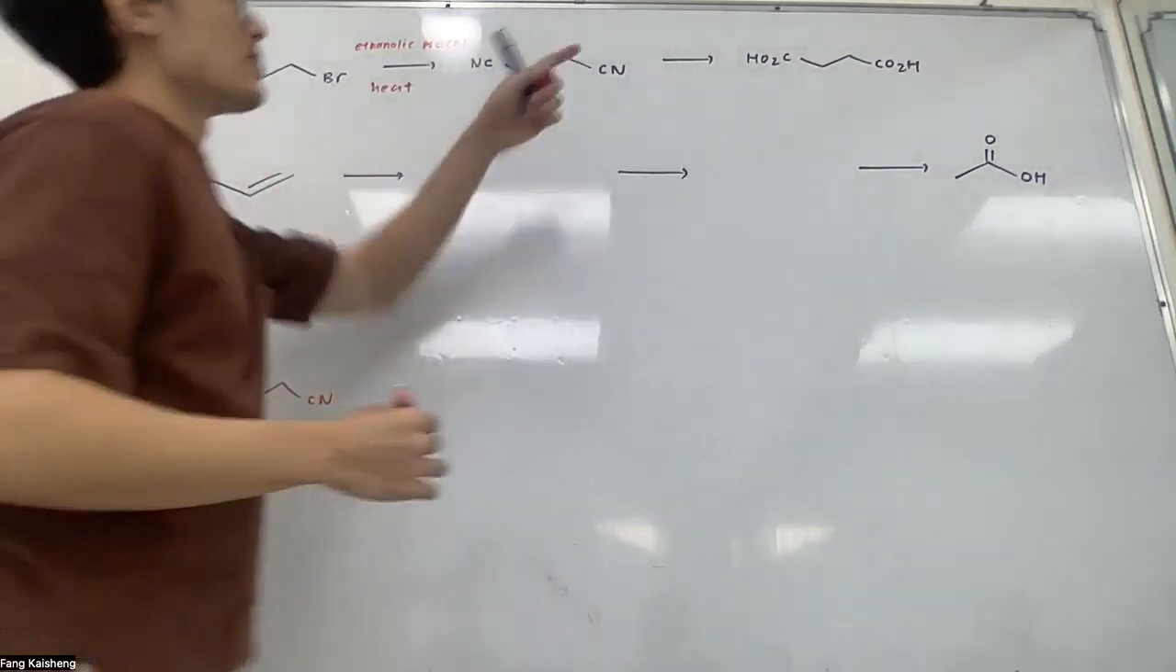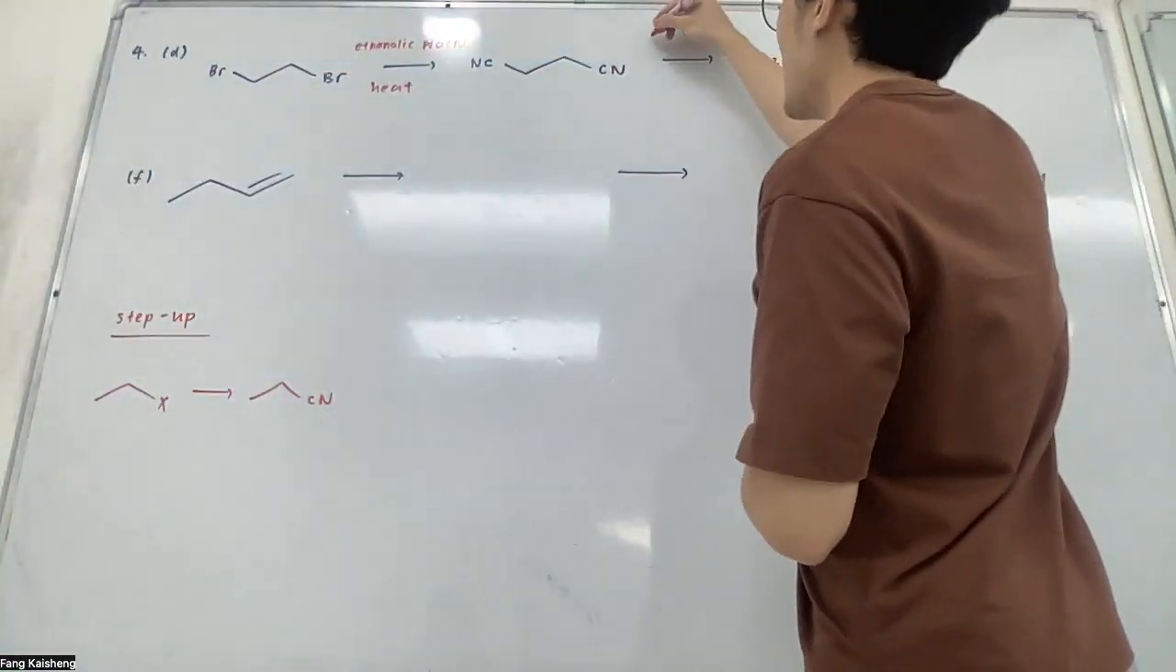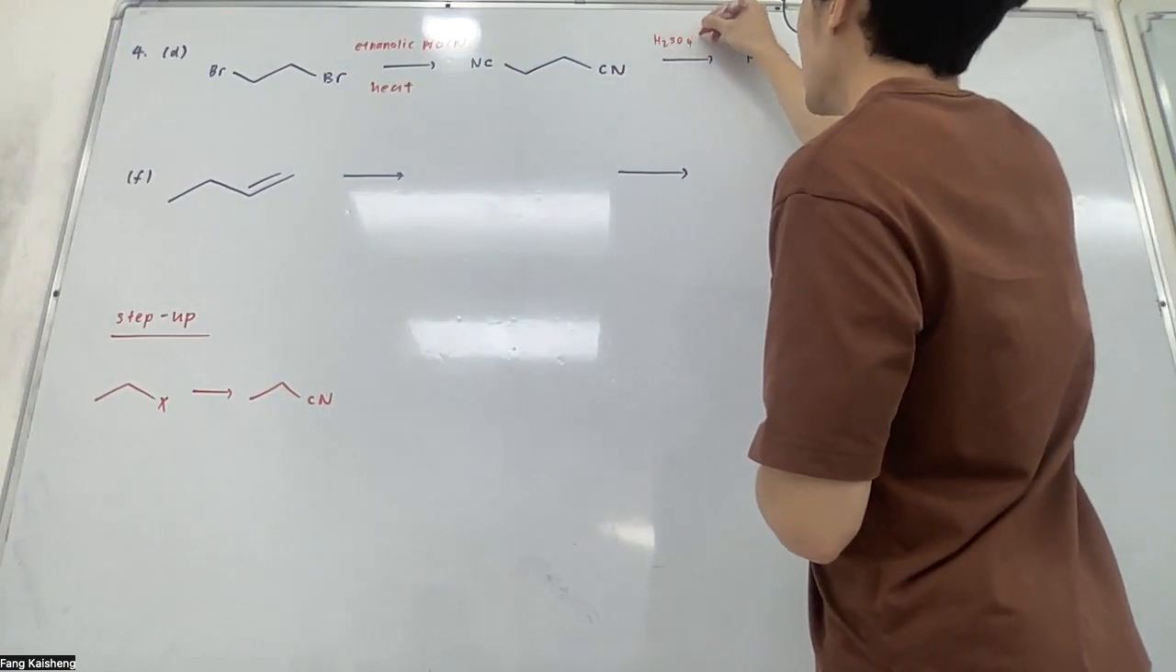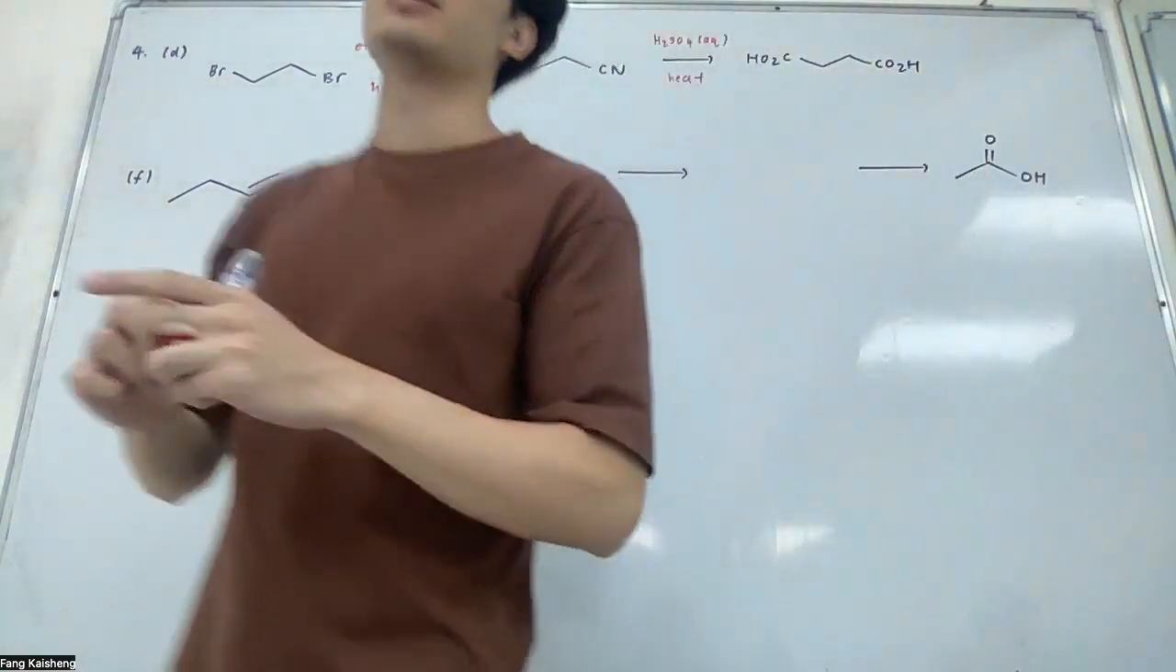What reaction is this? Someone tell me. From CN to CO2H. Good. Acidic hydrolysis, which requires us to use H2SO4 in the aqueous state and heat. Again, this one you just need to memorize the reagents and conditions.